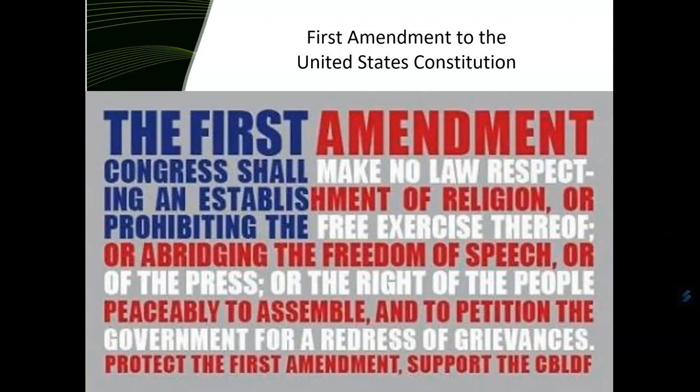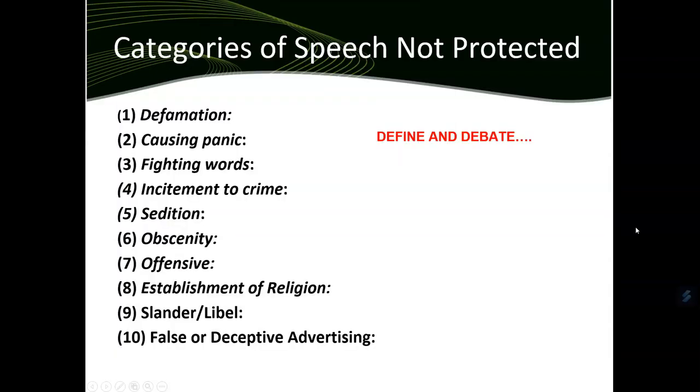The First Amendment of the Constitution: Congress shall make no law respecting an establishment of religion, or prohibiting the free exercise thereof, or abridging the freedom of speech, or of the press, or the right of the people peaceably to assemble and to petition the government for a redress of grievances. So there are 5 parts to the First Amendment, and we are going to be looking at the first one here, speech.